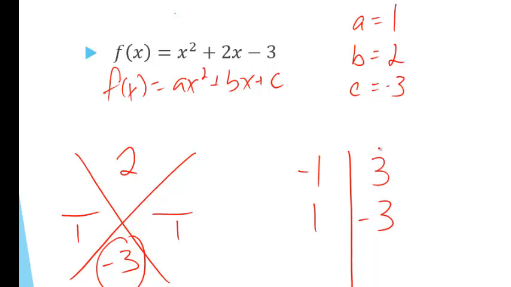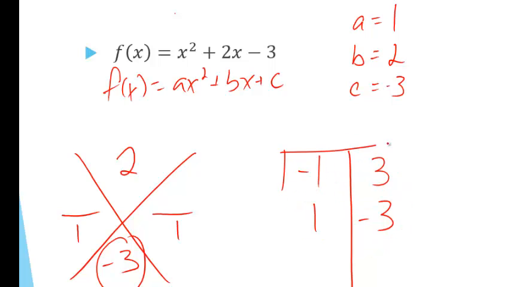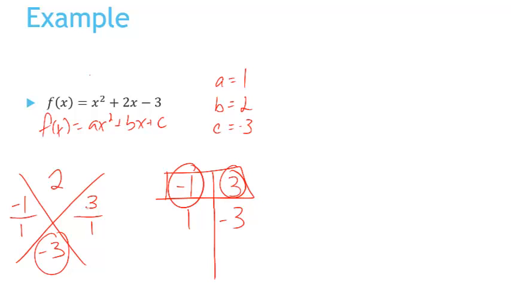Now let's decide which one of these two factors multiplies to negative 3, which they both do, but adds to positive 2. That would be negative 1 and positive 3, because positive 3 minus 1 is positive 2. So now our negative 1 will go into our first slot, and our 3 will go into our second slot. So our updated x factor would be negative 1 here and a 3 there.